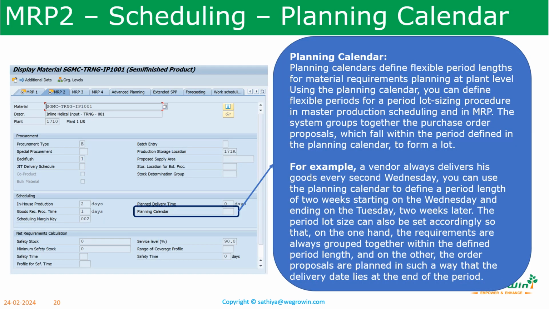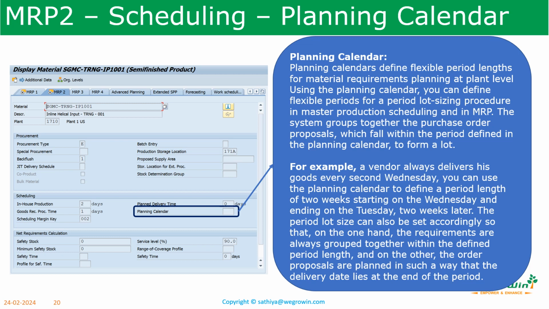The next important parameter is the planning calendar. A planning calendar is used to have a flexible period length. For example, a vendor is delivering goods every second Wednesday. You may want to release the orders at any time, but the material has to be delivered on this date only. In that case, you can define a planning calendar like this, starting on the Wednesday and ending on the Tuesday two weeks later. We can define this planning calendar and assign it to a specific material. So whenever that material is planned and released, the receipt will be planned on those dates only.